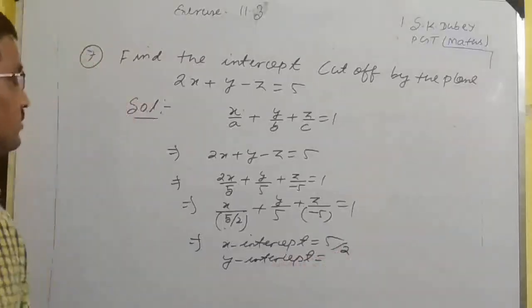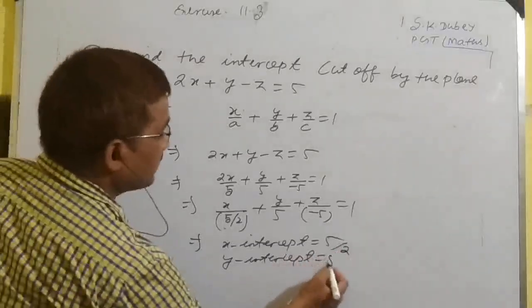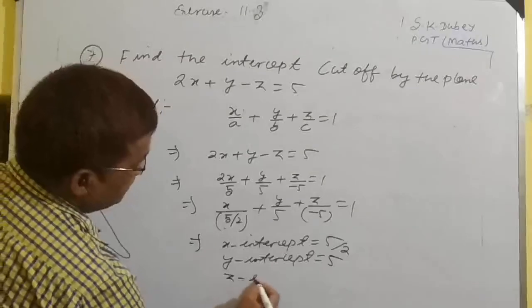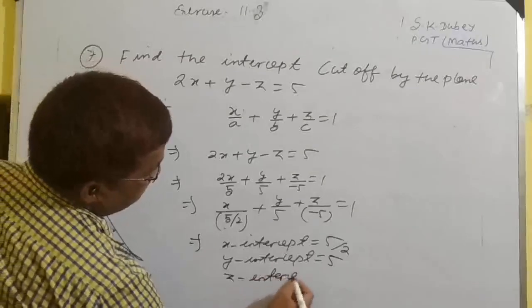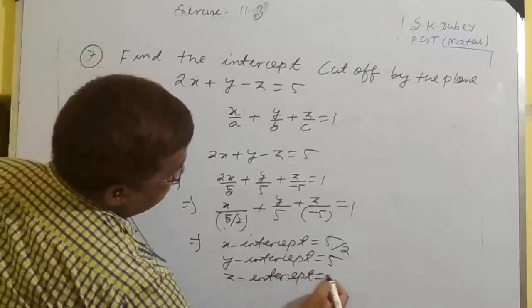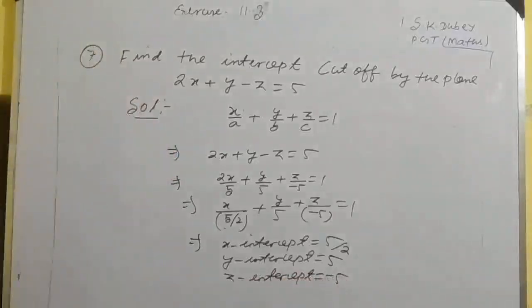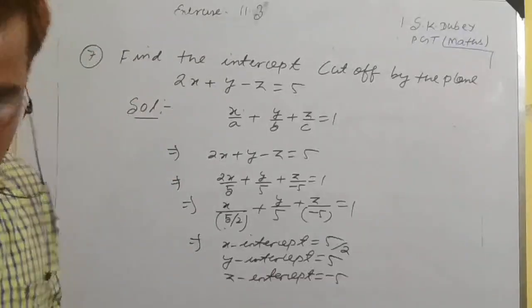X-intercept is 5 by 2, y-intercept is 5 and z-intercept is minus 5.